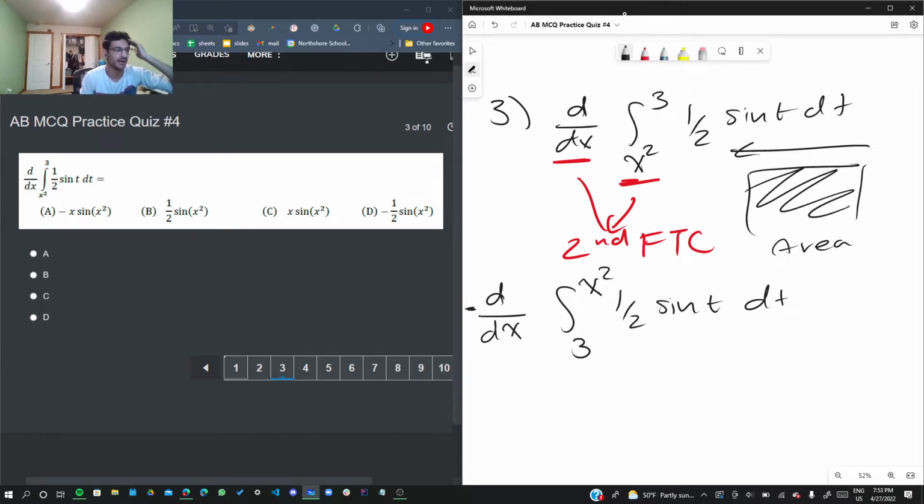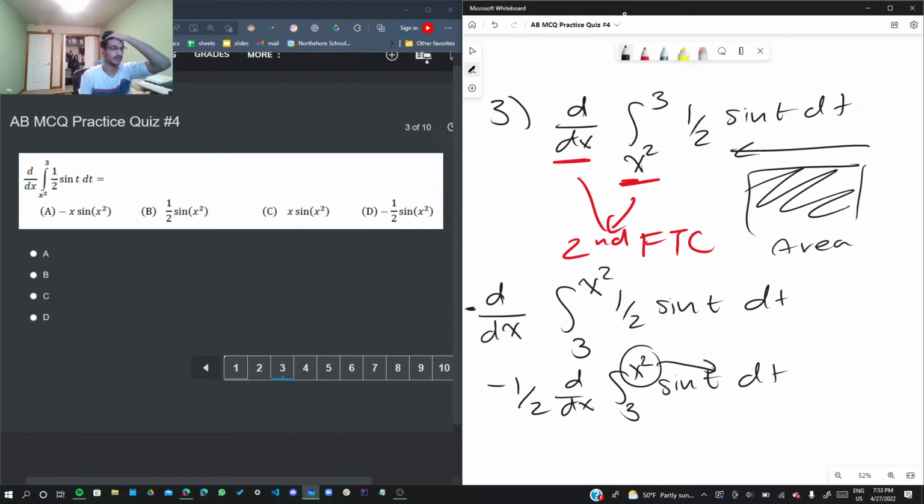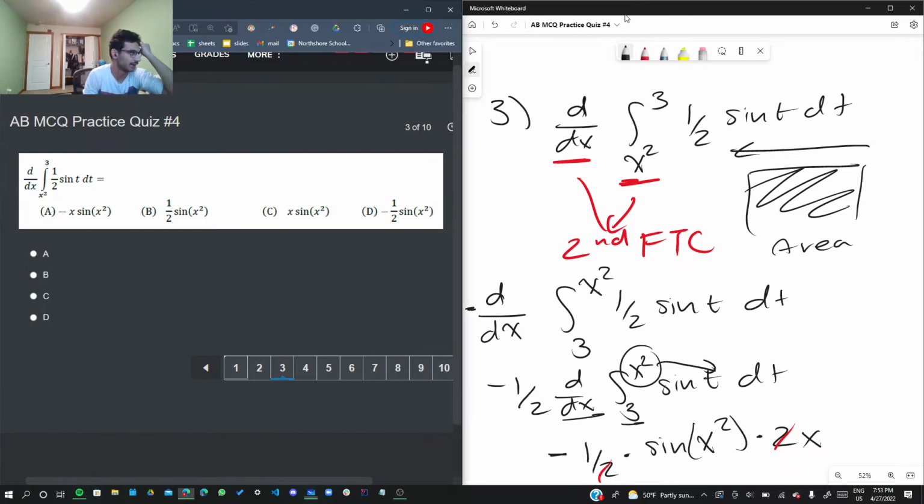You can bring the half out, so I'm just going to say negative half d/dx from 3 to x squared. Now we can just plug this into the second fundamental theorem of calculus. So you have f times sine of x squared, and then you need to take the derivative of x squared, which is 2x, and you see the 2's cancel each other out here. So what we're left with is negative x sine x squared.